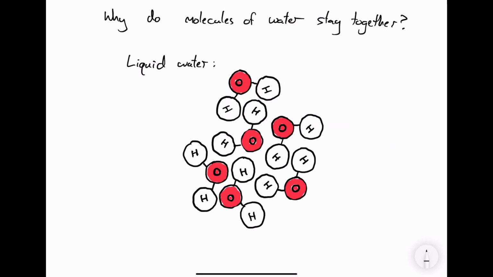Why do molecules of water stay together? In the picture, this shows liquid water, and each one of the molecules is H2O. Two atoms of hydrogen and one atom of oxygen covalently bonded together. But why do these molecules stay together? Why don't they separate and form a gas?